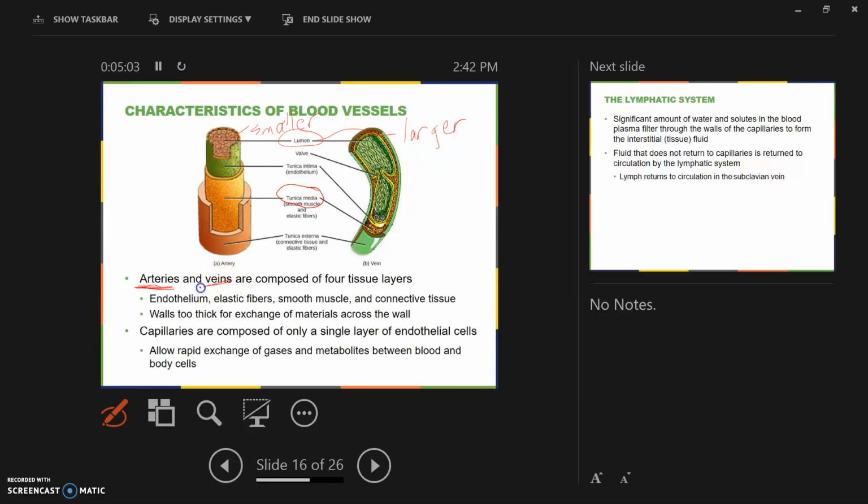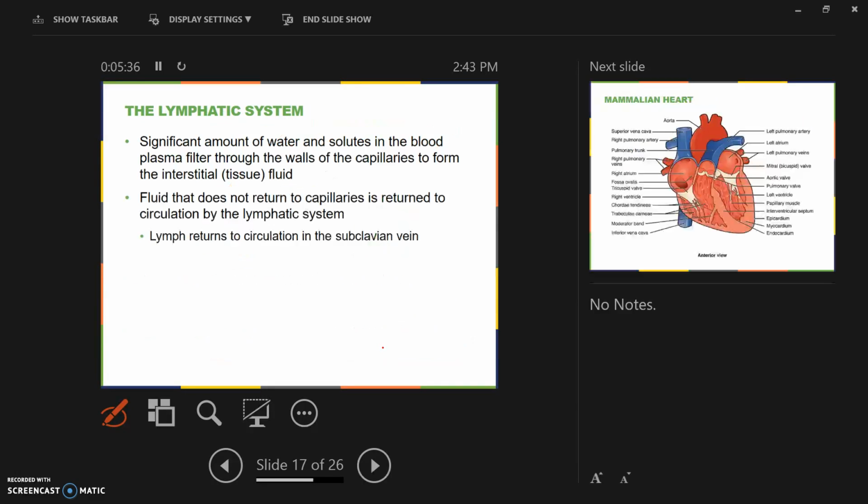So the arteries and veins are composed of 4 tissue layers, even though there are differences in some of those layers. Like I say, the tunica media is thicker in an artery than in a vein. But capillaries are only composed of a single layer of endothelial cells, which are a type of epithelial cell. And that allows for diffusion, gas exchange, and the diffusion of nutrients and other metabolites between the blood and the body cells or tissue cells.